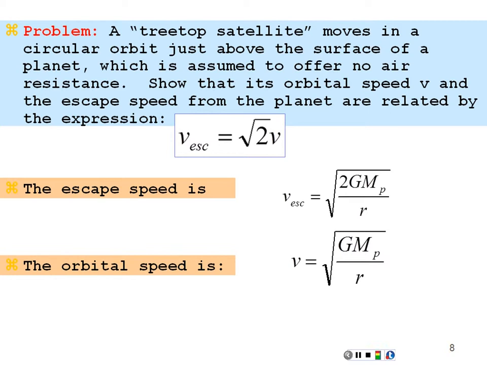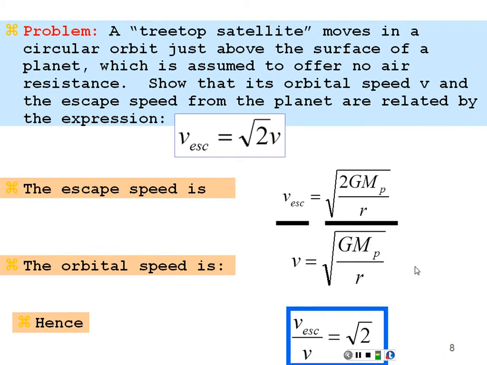If I take the ratio of these two, the ratio of the escape speed over the stable orbital speed at that moment is the ratio of this square root over this square root. The G's are going to cancel out, the planet masses are going to cancel out, the radiuses are going to cancel out, and I'm going to just get the square root of 2. So v escape over v of the stable orbit is the square root of 2.